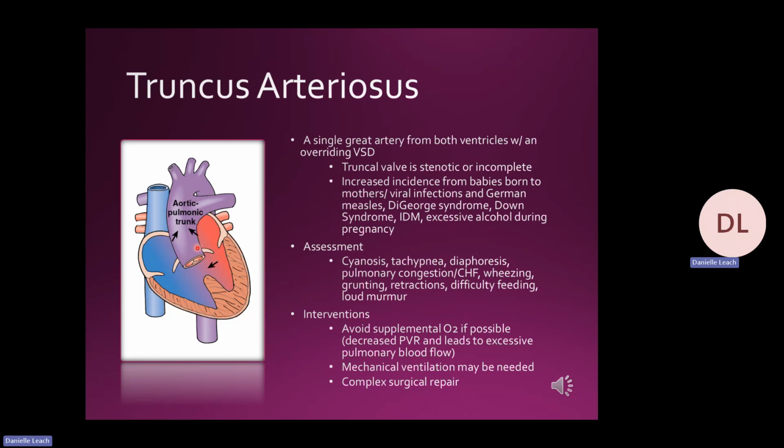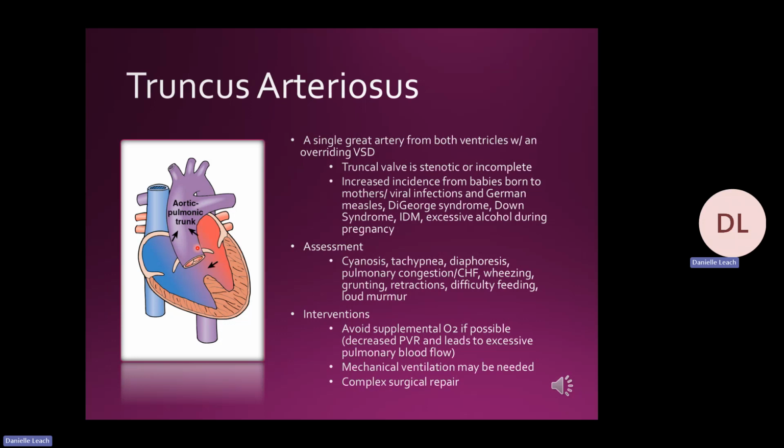There is an increased incidence of this disorder in babies that were born to mothers with certain viral infections, such as German measles, also babies with DiGeorge syndrome, Down syndrome, infants of diabetic mothers, and mothers who drank excessive alcohol during pregnancy.